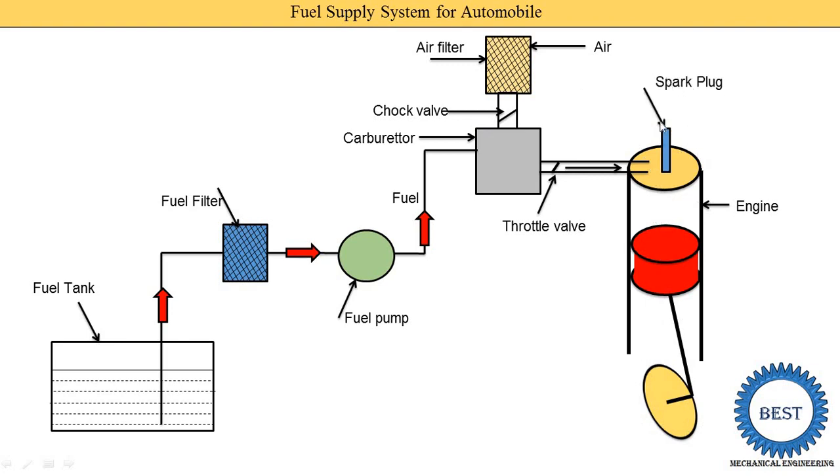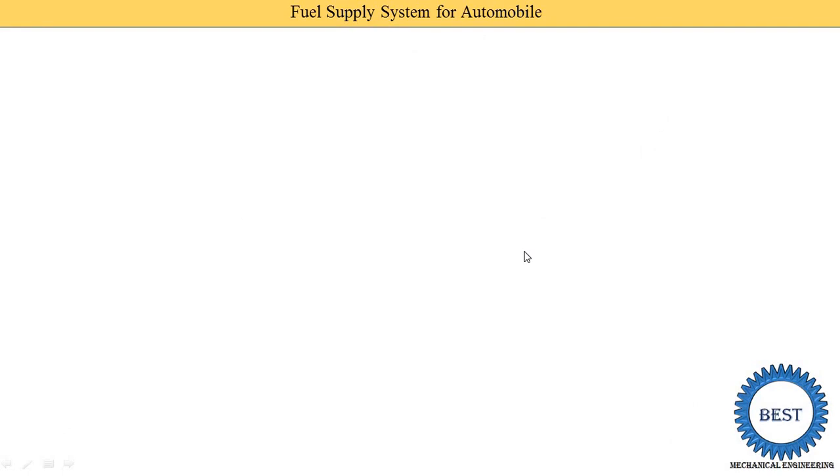In the engine, here is a spark plug and this is the exhaust valve. So these are the basic components of the fuel supply system, that is the fuel tank, fuel filter, fuel pump, carburetor and air filter. Now next we understand the working in detail.